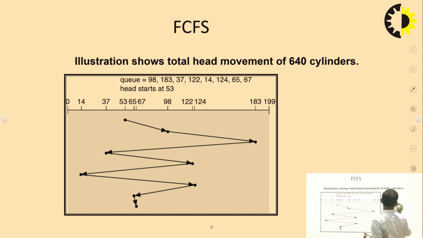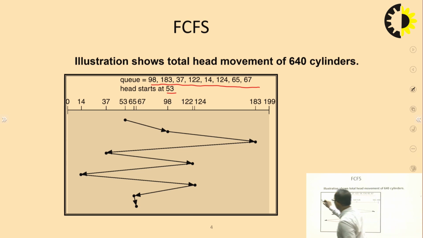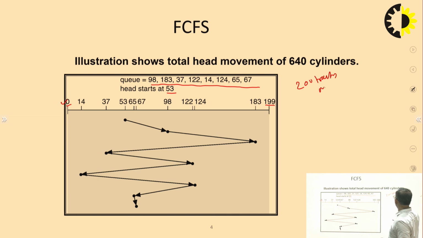This is a queue of input output requests, and we have the requests 98, 183, 37, 122, 14, 124, 65 and 67. These are the input output requests submitted in a queue, and the current head position is 53, and there are 200 tracks in the hard disk. Since there are 200 tracks, they will be numbered from 0 to 199. 0 will be the innermost track and 199 will be the outermost track. In total there are 200 tracks on the hard disk.